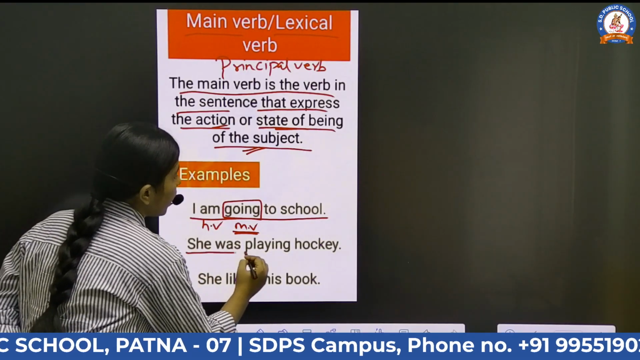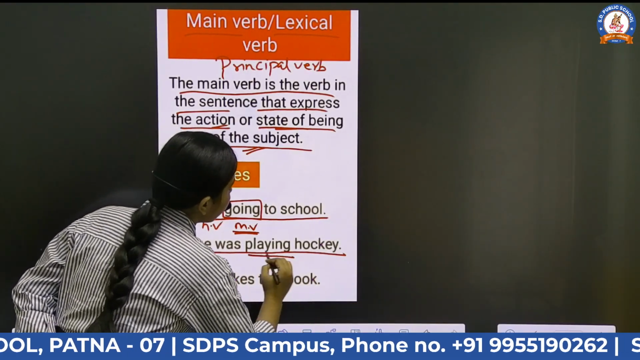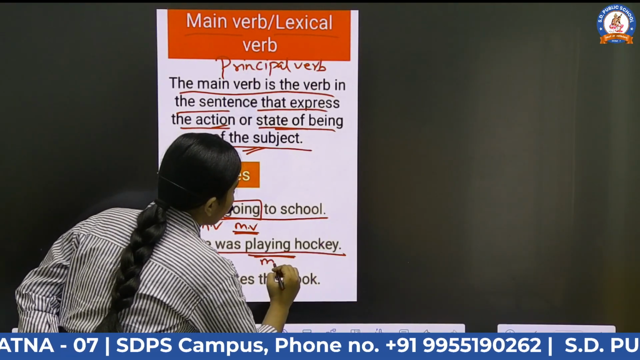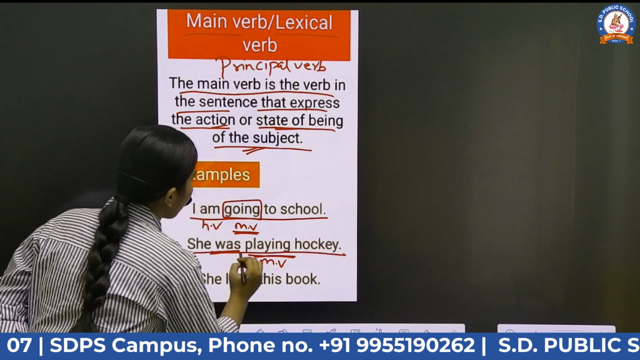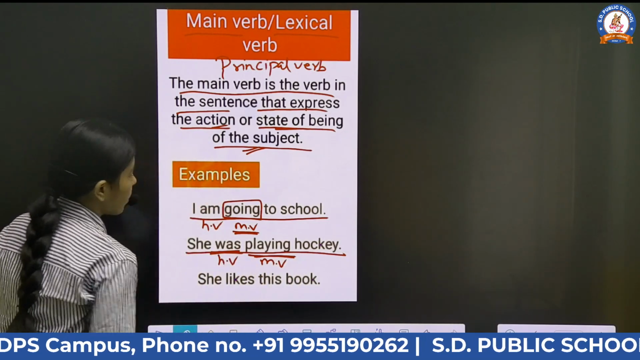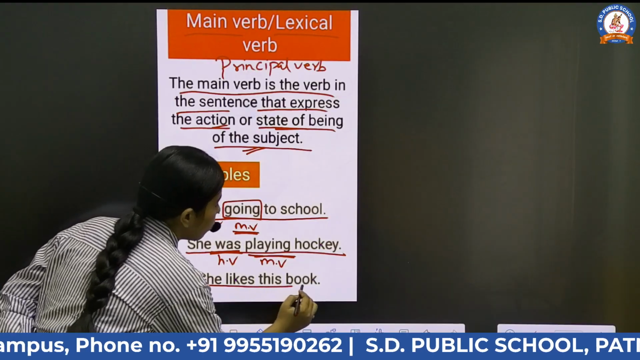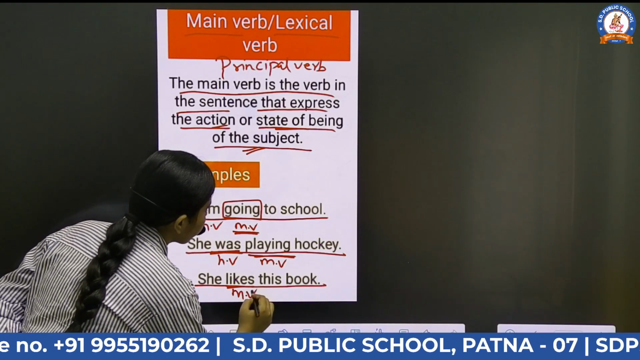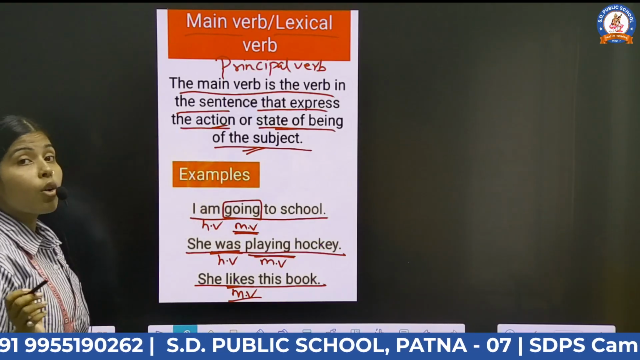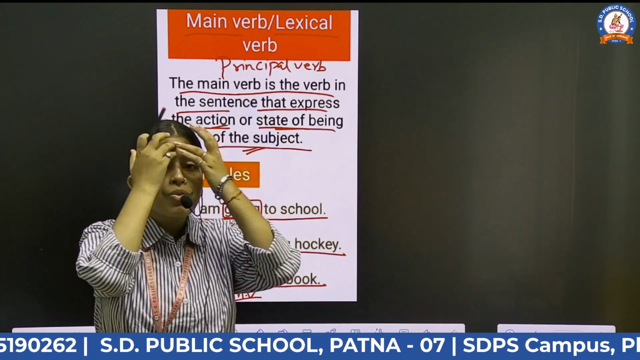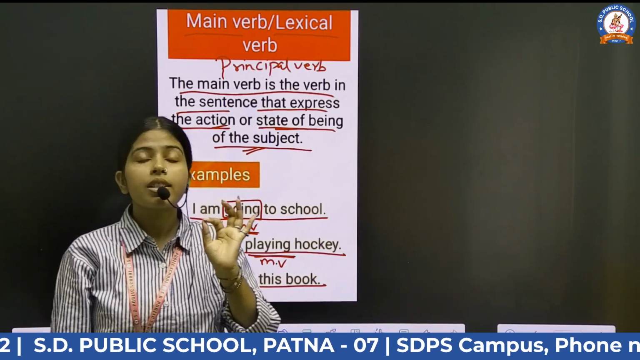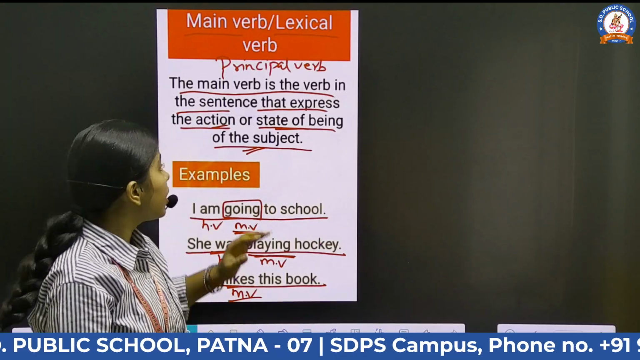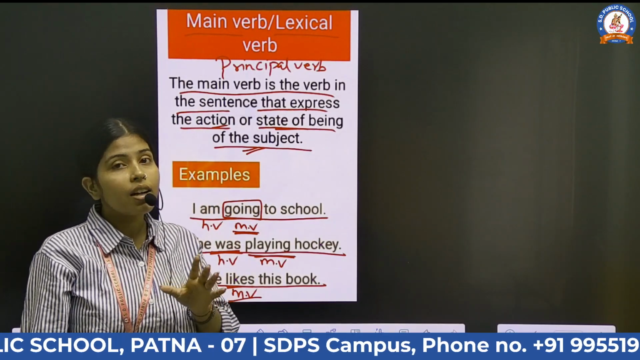She was playing hockey. Here playing is the main verb and was is what? It is a helping verb, right? She likes this book. Likes is what? Main verb, right? One thing which you all have to note down is that if the main verb is not present in a given sentence, then the helping verb behaves like a main verb.